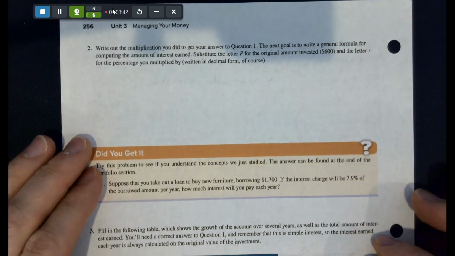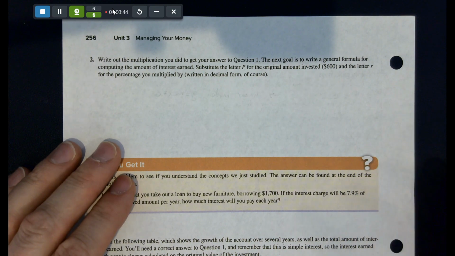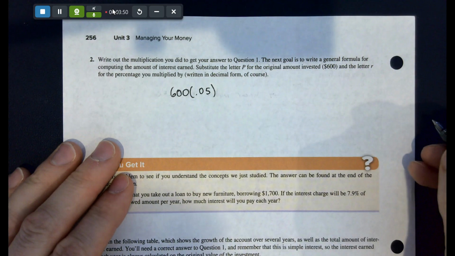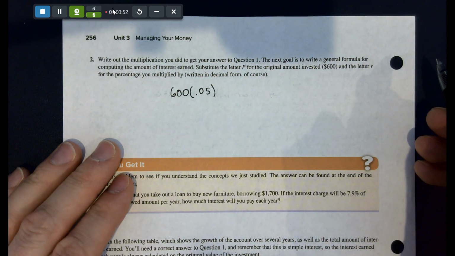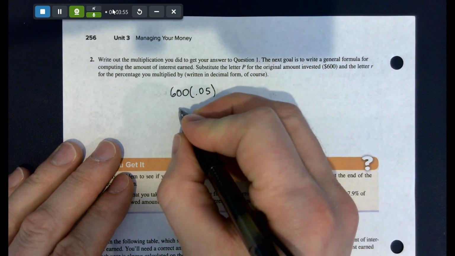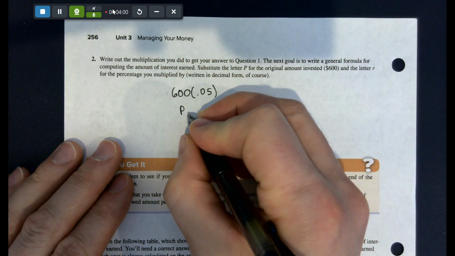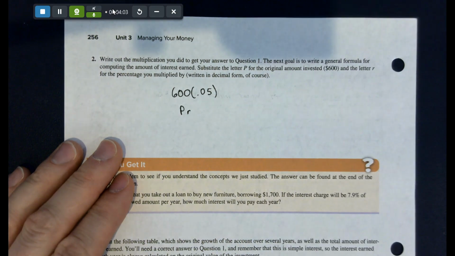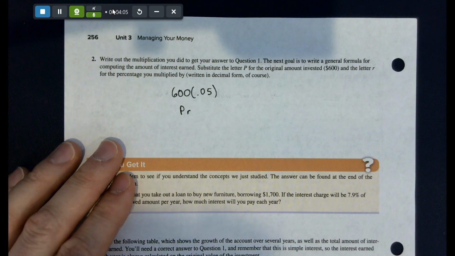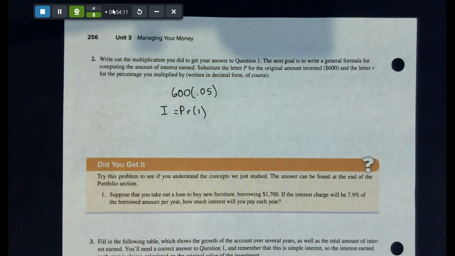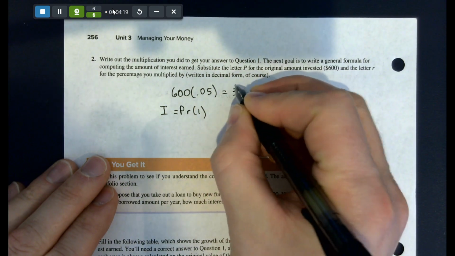What our author wants us to do next is to write out a general formula for this. So we did 600 times 0.05. Well, we often in the financial world call the original amount that we invested P for principal, and then we use R for the interest rate as a decimal. So we did PR, and that gave us the amount of interest after 1 year. And that was our little formula. That would be a formula. And this ended up being the $30.